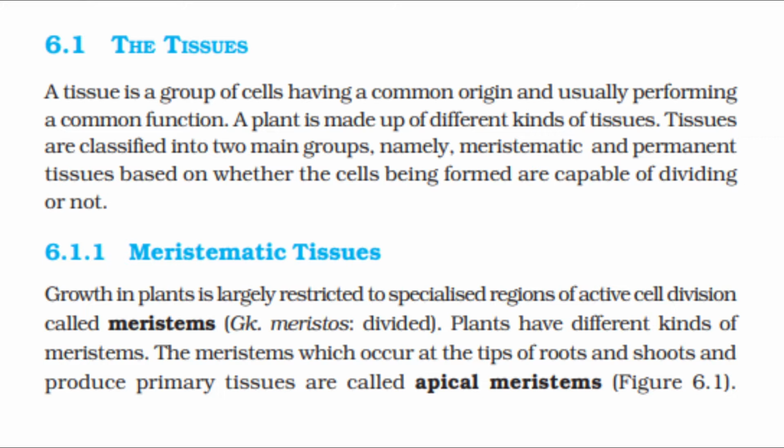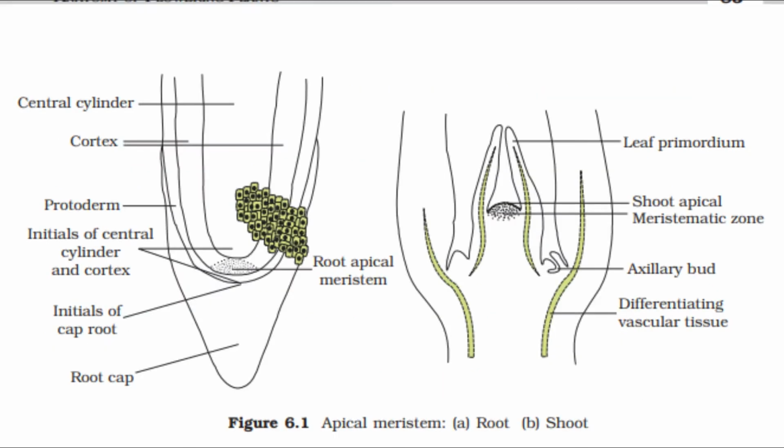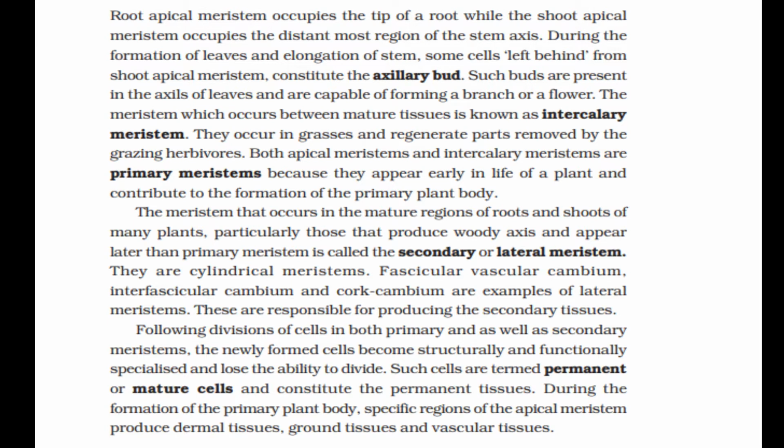6.1.1 Meristematic tissues. Growth in plants is largely restricted to specialized regions of active cell division called meristems. Plants have different kinds of meristems. The meristems which occur at the tips of roots and shoots and produce primary tissues are called apical meristems. The root apical meristem occupies the tip of a root, while the shoot apical meristem occupies the distant-most region of the stem axis.